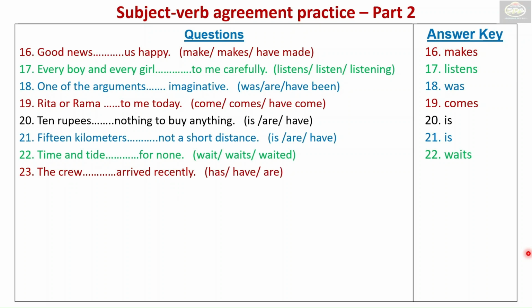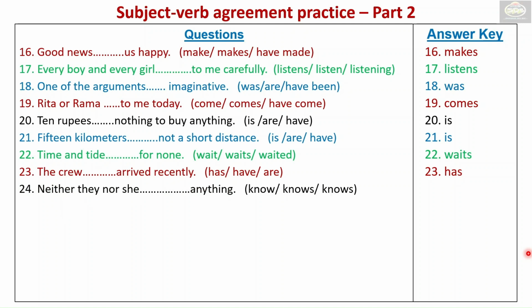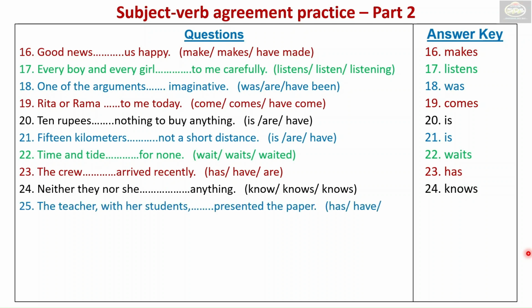The crew has arrived recently, as a whole. Neither they nor she, agreement with she. Neither they nor she knows anything. The teacher with her students, agreement with the first subject, has presented the paper.